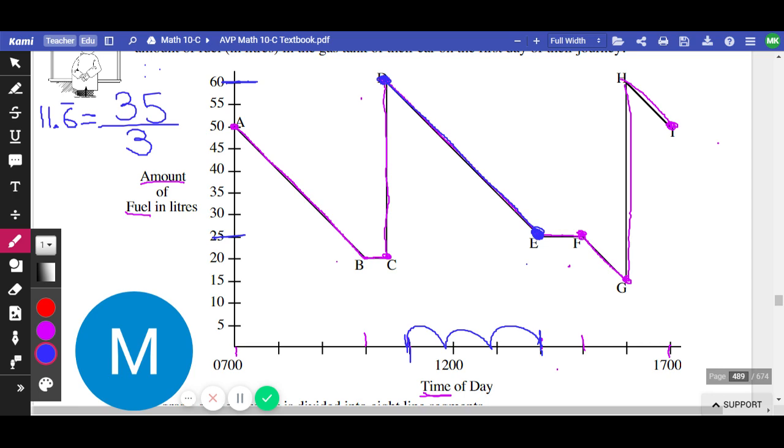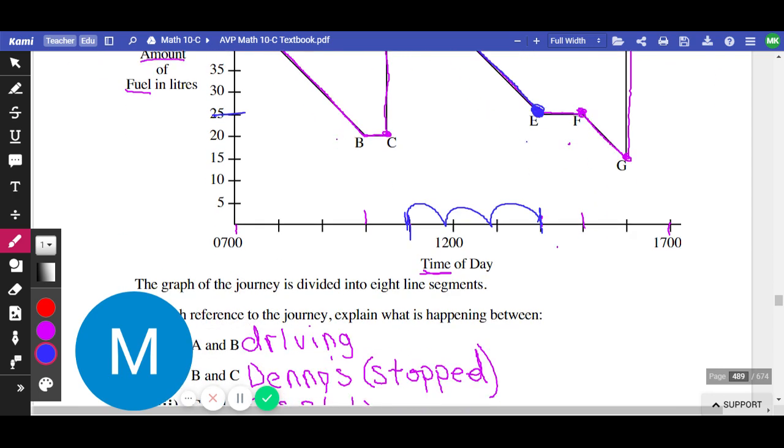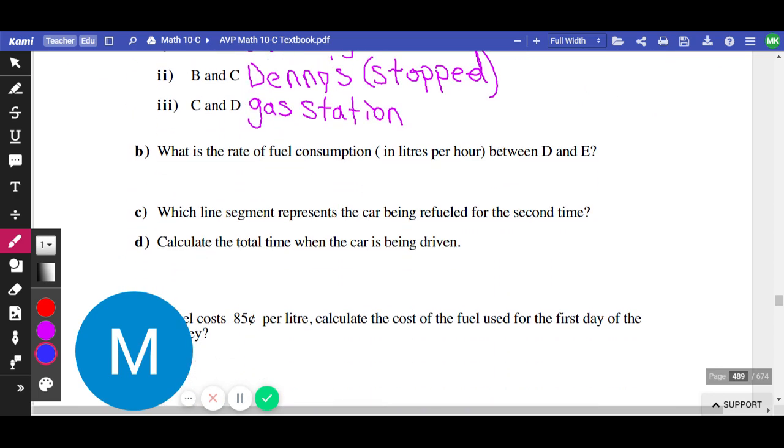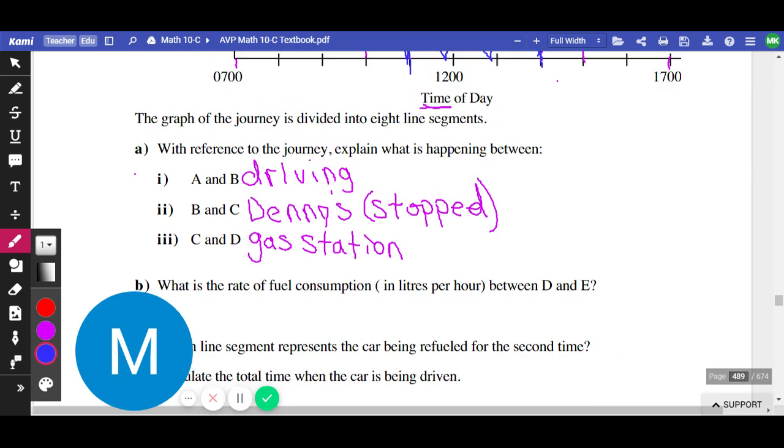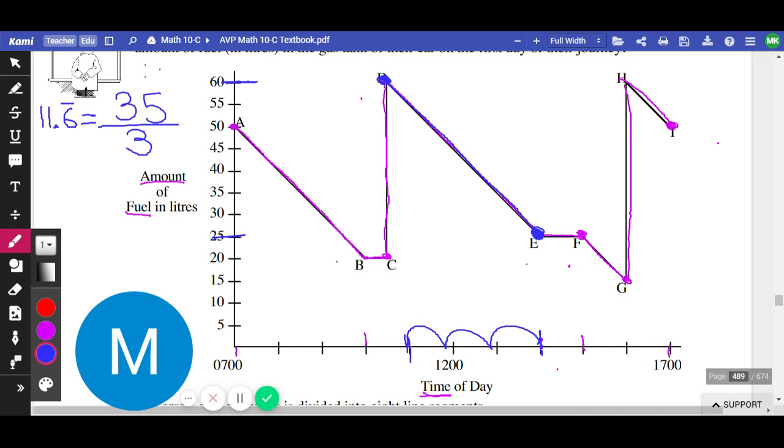Awesome. The next thing we could interpret, we're going to talk about C. Which line segment represents the car being refueled for the second time? My second refuel was from G to H. That's right here. That's my second refuel. My first refuel was C to D.